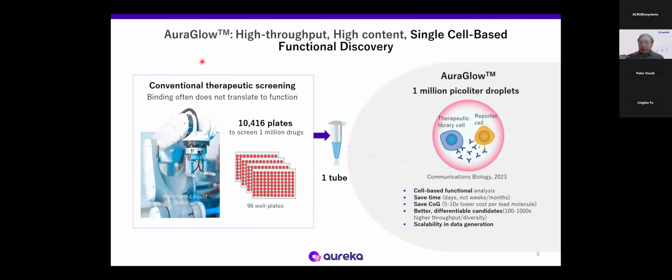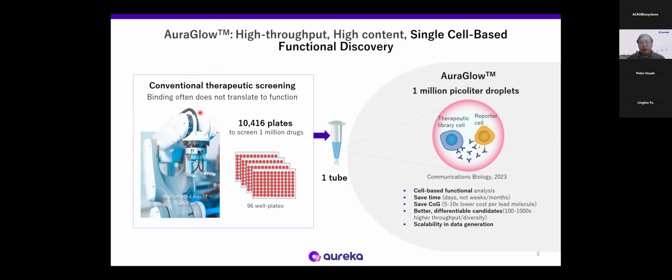And then the third platform that we're looking at is Aureka. So think about traditional cell-based assay screening: you're looking at lots of 96-well plates, even if you have a robot. But the problem is that that's a lot of plates, and there's also a lot of time and investment into your robotic system and automation system.